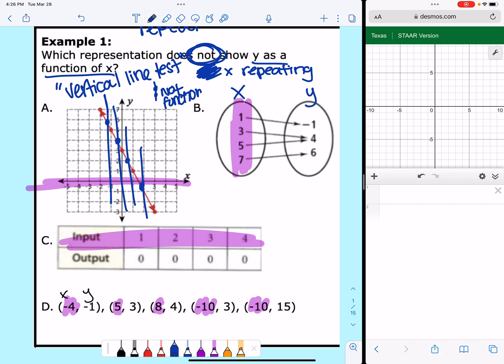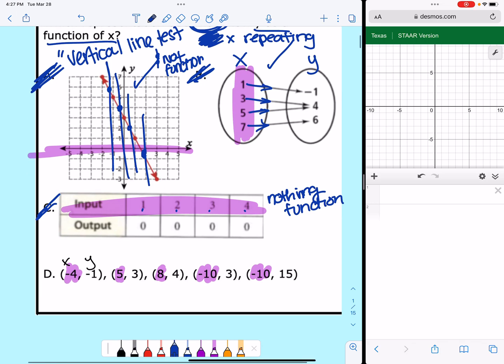So then we look at our arrows. One arrow, one arrow, one arrow, one arrow. Remember, if it had two arrows, that would be bad. But this is a function, so is A, so they cannot be our answers. Let's look at C. 1, 2, 3, 4. Nothing repeats. So this is a function. But we're looking for not a function.